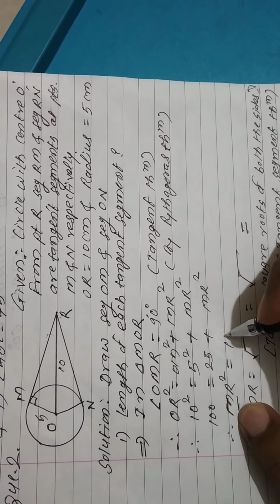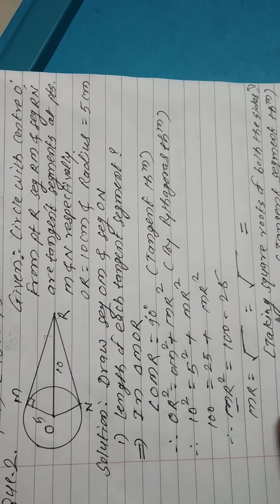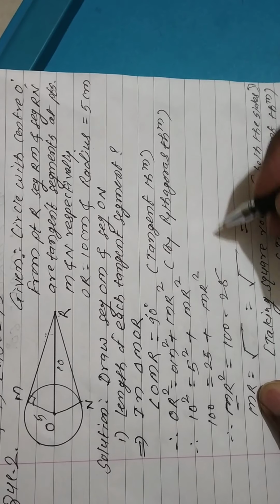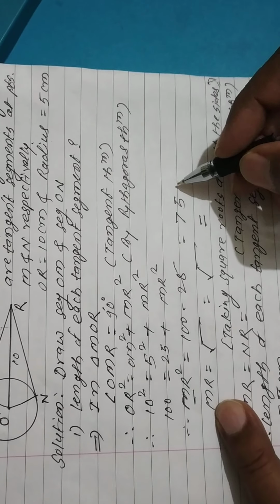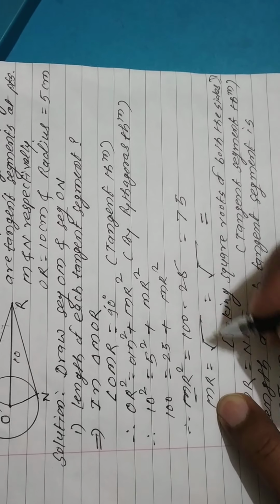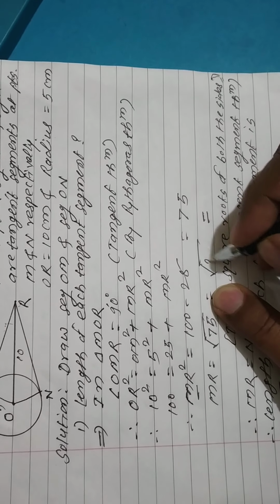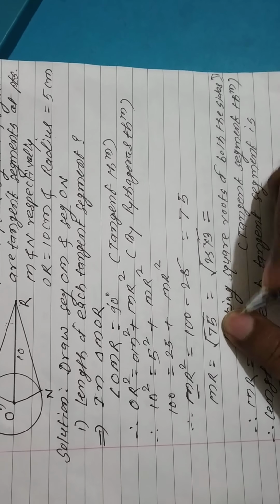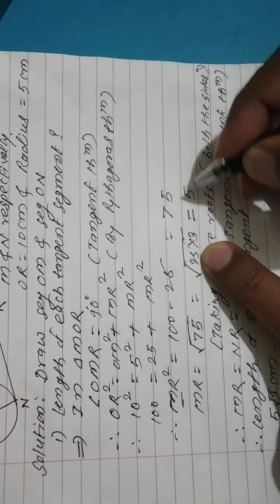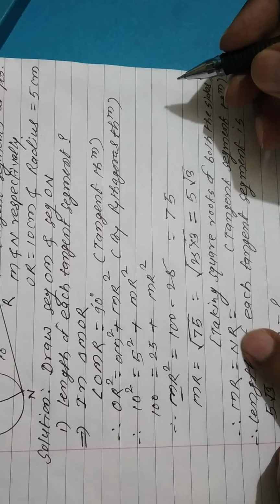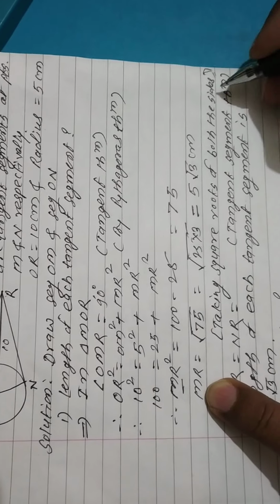Therefore you find here the value of MR. MR square is equal to 100 minus 25. You transfer this 25 to this side. 100 minus 25 is equal to 75. MR square is equal to 75. Therefore, taking square root, MR is equal to square root of 75. This is equal to 25 into 3. 25 threes are 75. And square root of 25 is 5, and this root 3. MR is equal to 5 root 3 centimeter, taking square roots of both the sides.